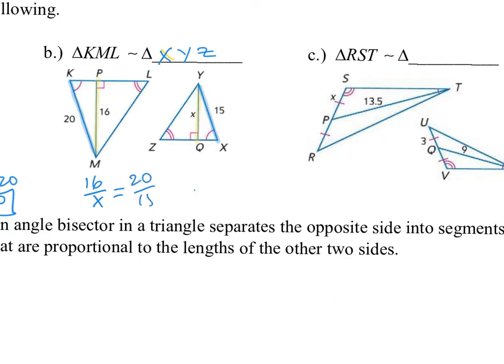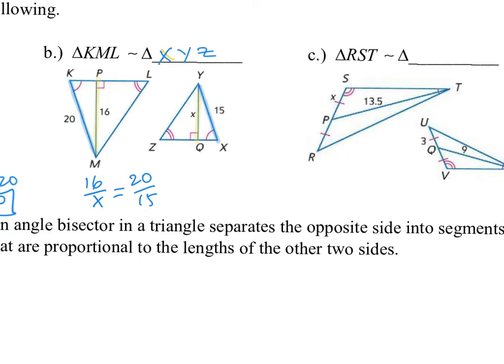So at this point, we would cross multiply and get, let's see, 20x is equal to 16 times. Oh, you know what we might want to do? A good idea whenever you're solving proportions is if you can reduce a ratio, reduce it.